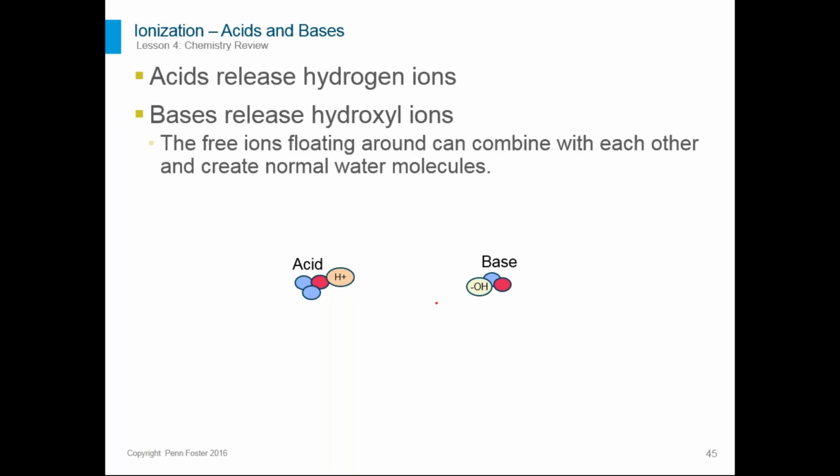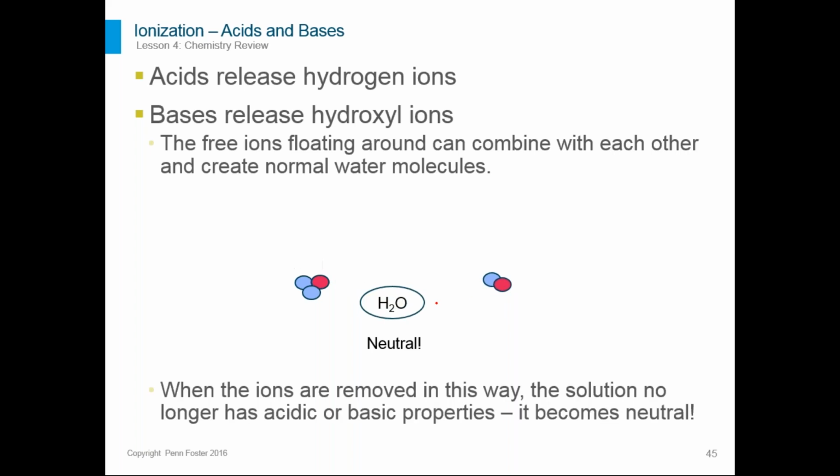So these are kind of the things that give them their properties. So you have these free ions floating around, and those can actually just combine with each other and create normal water molecules. And water is neutral. So when the ions are removed in this way, you've got the hydrogen ions making things acidic, you've got the hydroxyl ions making things basic. If you mix them together, they just create water. So it neutralizes it. It gets rid of the acidic and the basic properties and just makes the whole thing neutral.